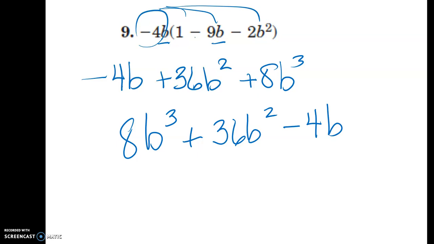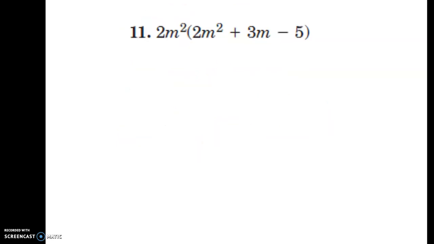So let's try another one. This one has a little bit more involved in it. We can see that the monomial out in front has a number, a letter, but also an exponent. And it's being multiplied by this trinomial. None of these are alike, so I can't simplify what's on the inside first. So let's take a look. So we're going to distribute. So we have 2m squared.